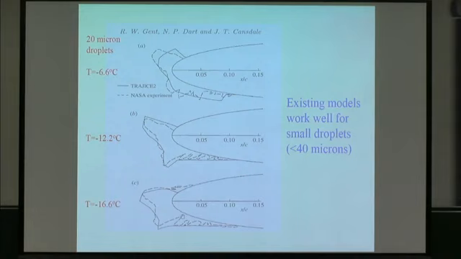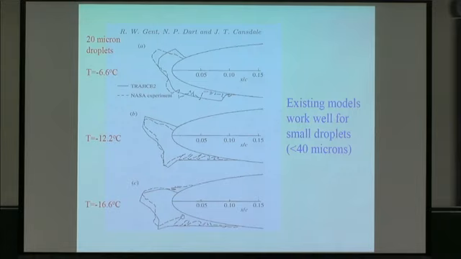So here's a set of comparisons between an engineering model, which is TRAJICE 2, which is set for very confined circumstances and knowing a lot about the oncoming flow, but it does remarkably well in these three cases in comparison with some experiments done at NASA a couple of decades ago. The experiments are the dashed curves, the solid are the model predictions, and it's very good over quite a temperature range, minus 6.6 down to minus 16.6 degrees centigrade.